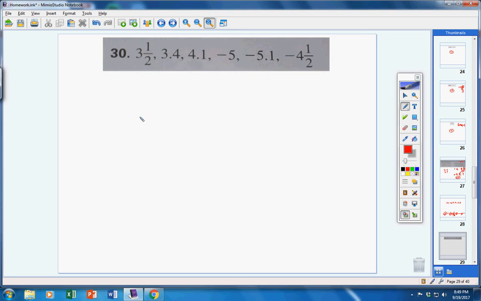We've got a mixture here, students, of decimals and fractions. So I'm going to make 3.5, negative 4.5. Notice all of your decimals have 1 decimal place. That's good. So here we go.